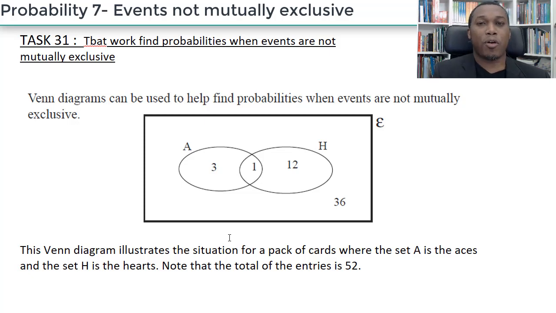We started to explore that. I touched on it a bit in task 30, and we want to formalize that and practice the skill of dealing with the overlap. That's what we want to do here. What we have in this particular Venn diagram are frequencies, or counts. How many aces? I have 3 and 1, so 4 aces. Look at where that 4 is coming from.